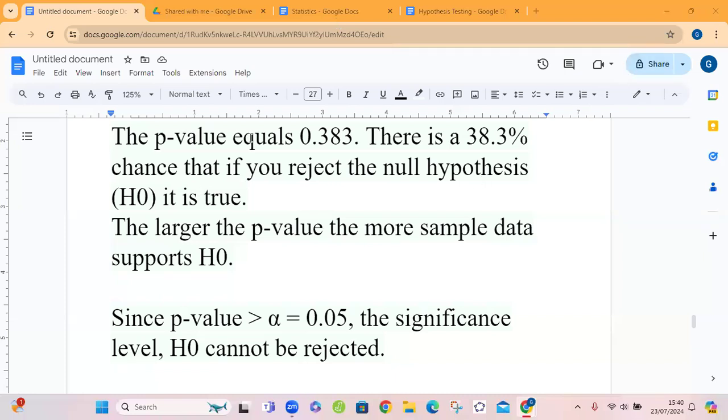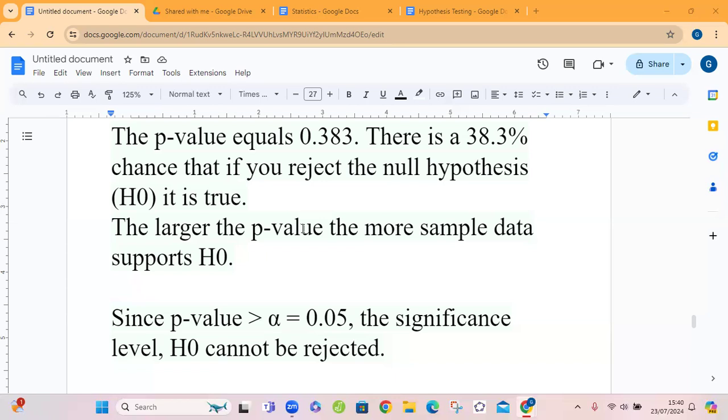So for example, if the p-value is equal to 0.383, this means there is a 38.3% chance that if you reject the null hypothesis, and it is true, you'll be making an error. There's a 38.3% chance of that happening, of rejecting the null hypothesis when it is true. You normally call that a type 1 error. So this p-value is considered large. The larger the p-value, the more the sample data supports the null hypothesis.